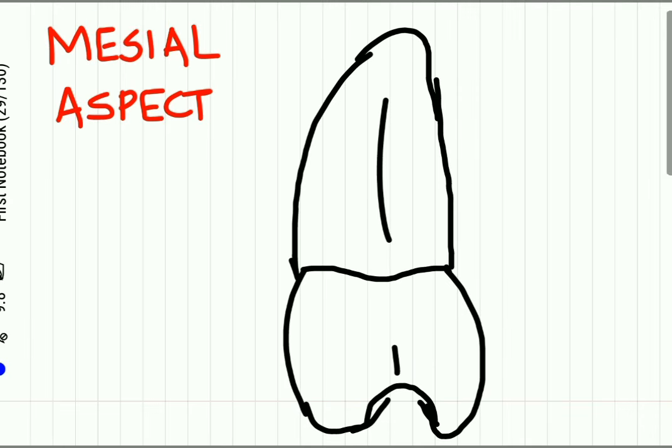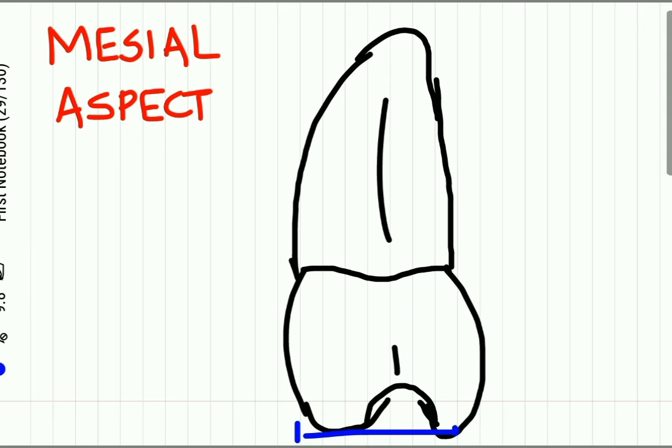Now, from the mesial aspect, the buccal and the lingual cusps appear to be of the same length, and they are shorter than that of the maxillary first premolar. The distance between the cusp tips of the second premolar is more, so this widens the occlusal surface. No developmental depression is present on the mesial side and no marginal groove.